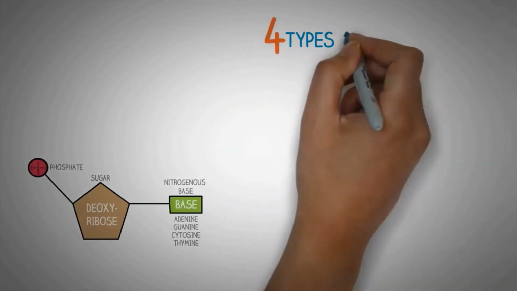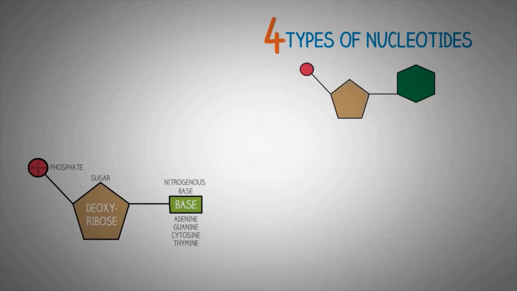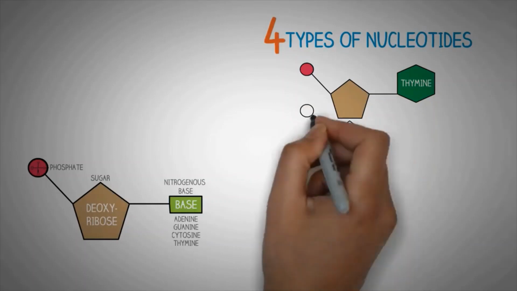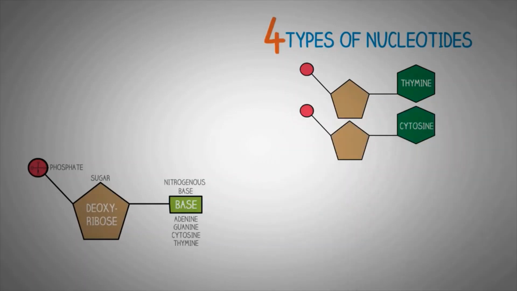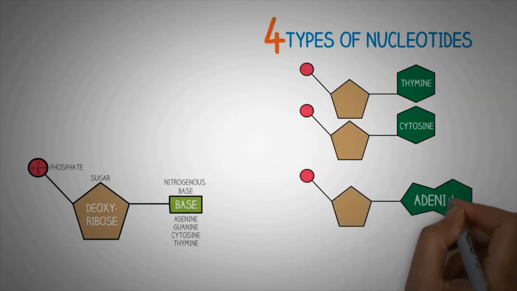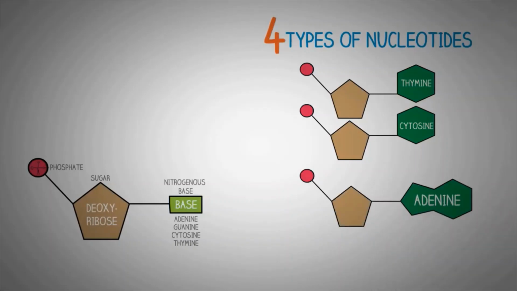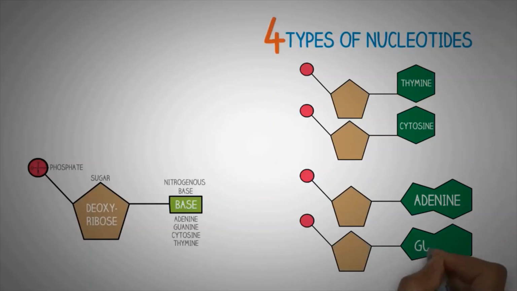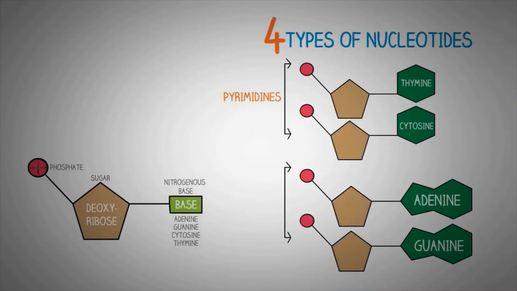Now, since we can have 4 different types of nitrogenous bases, we can have 4 different types of nucleotides that are present inside the structure of a DNA. Now, as you can see, these 4 nucleotides are arranged in 2 groups. The first group is known as pyrimidines, and these contain the nitrogenous bases thymine and cytosine, which are both single-ringed bases. And the second group contains the nucleotides which are known as purines, which have adenine and guanine as the nitrogenous base, which are double-ringed structures.